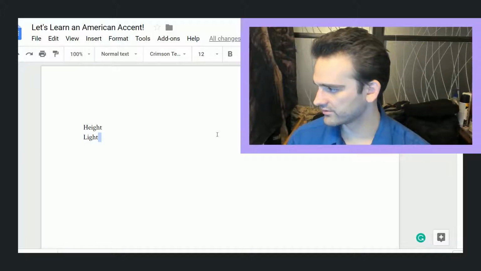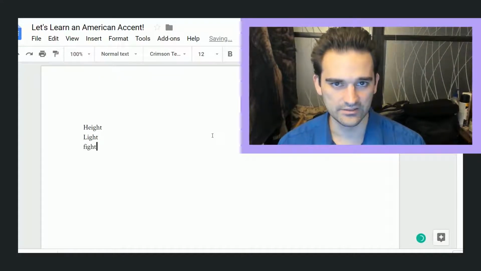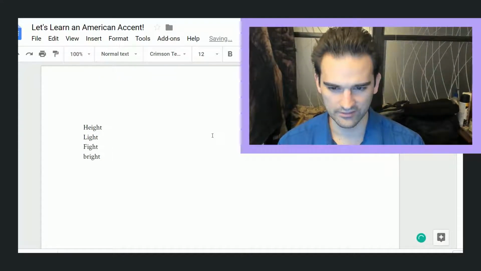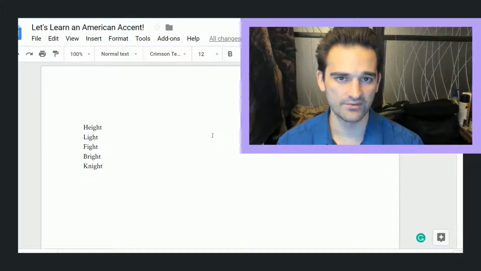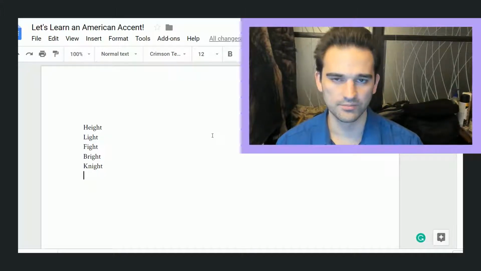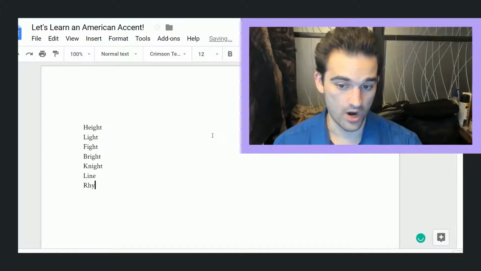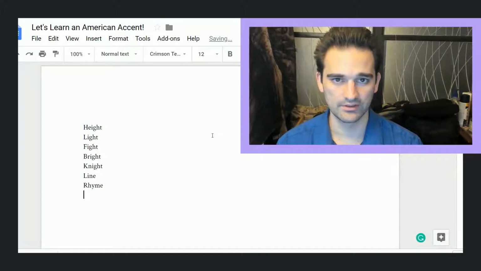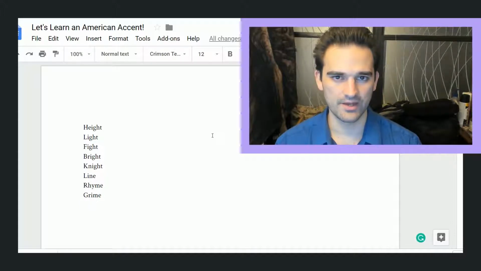Let's look at a fun vowel sound that I have here over on my screen. Height, light, fight, bright, night. These all rhyme, of course, but it doesn't even have to end in "ite." It could be line, rhyme is the same thing. Rhyme. It's interesting just how many different ways we have of spelling the exact same vowel sound.